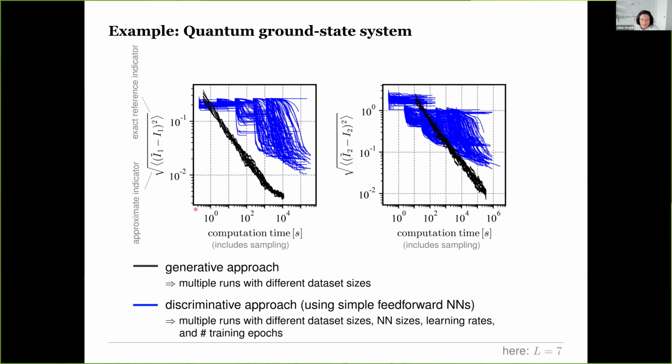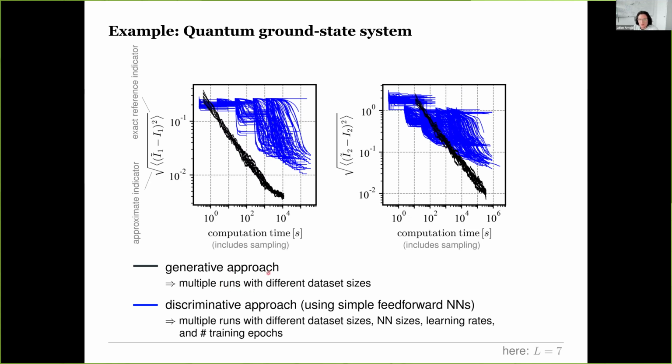And on the x-axis, we have the computation time needed to compute the indicator, either with a generative approach, which is shown in black, or the discriminative approach, which is shown in blue. We consider this for both I1 on the left, the first labeling scheme, and I2, the second labeling scheme, on the right. And in both cases, both for the generative approach and the discriminative approach, we consider multiple runs.